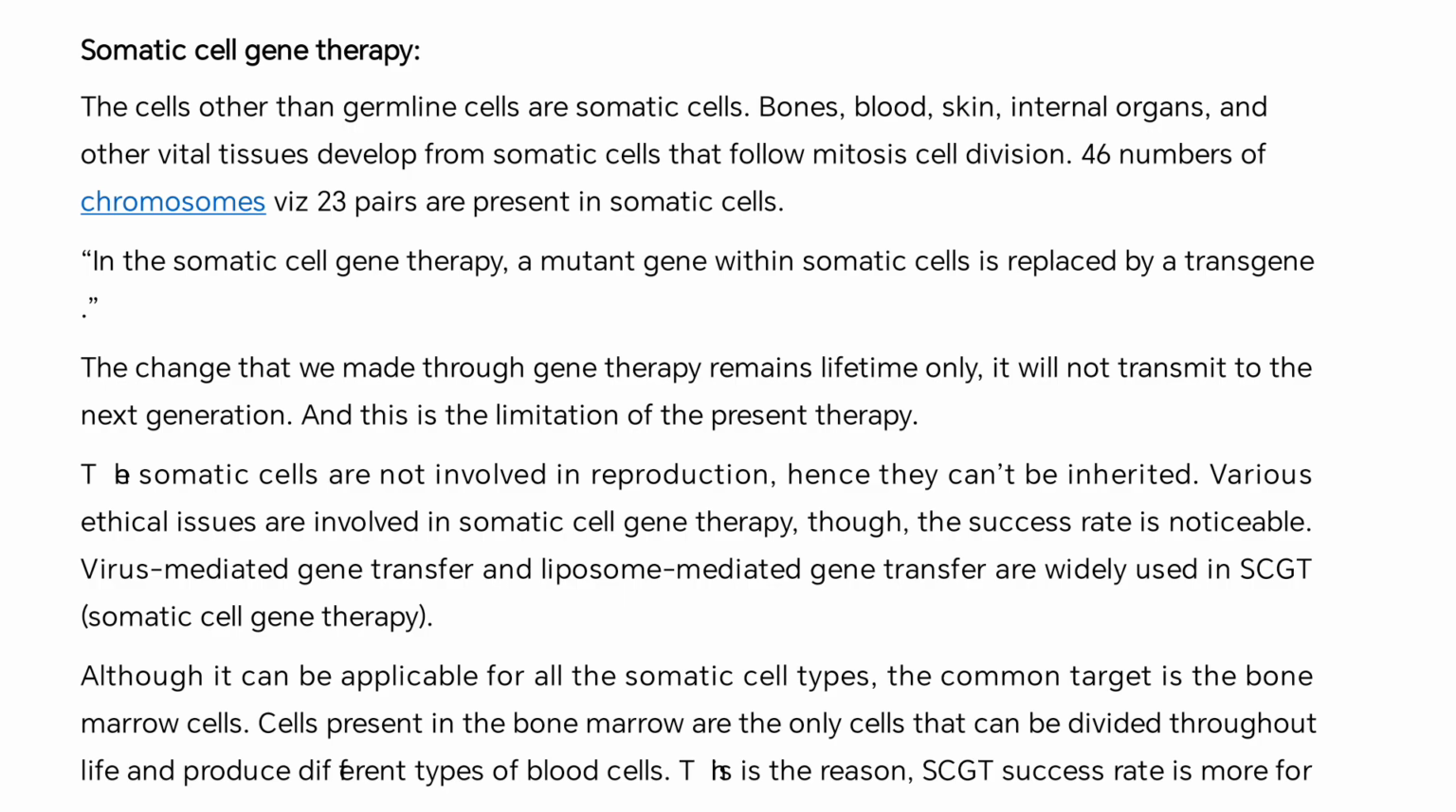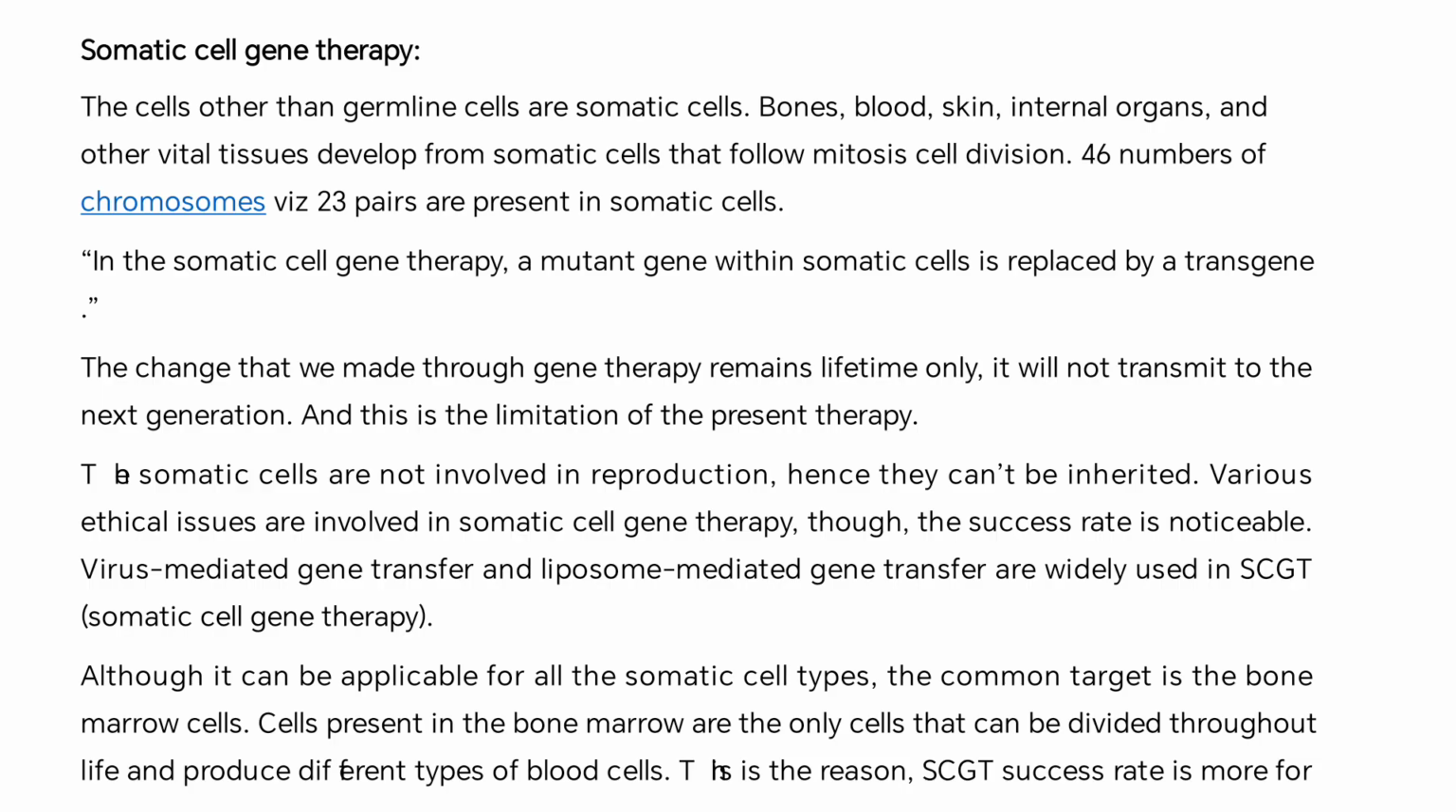First and foremost, somatic cell gene therapy. The cells other than germline cells are called somatic cells, like bone, blood, skin, internal organs, and other vital tissues developed from somatic cells. Normally, they undergo the process of mitosis. Those cells which undergo mitosis come under somatic cells. Here, 46 chromosomes, in 23 pairs, are present in the somatic cells.